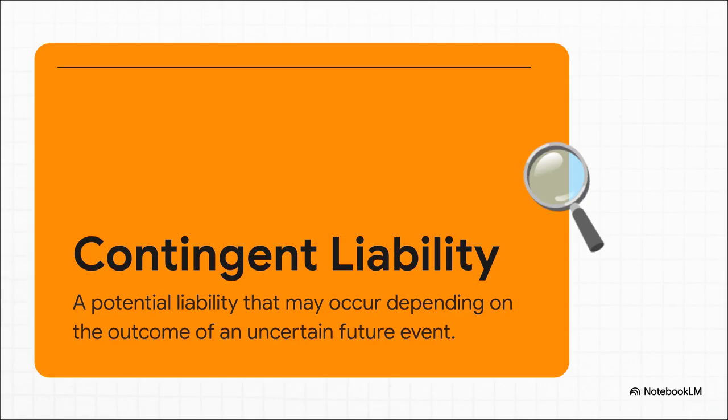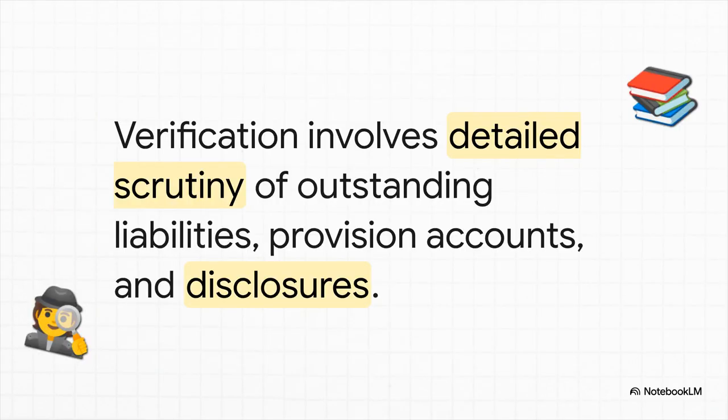Clause 21G is only relevant if a company has done the wrong thing and actually booked this potential liability as a current expense. So your job as the auditor becomes a bit of a detective mission. You have to actively hunt for these improper entries. That means you're digging through the details of outstanding liabilities, you're combing through provision accounts, and you're carefully reading all the notes in the financial statements to make sure a maybe liability hasn't been treated as a definite expense.